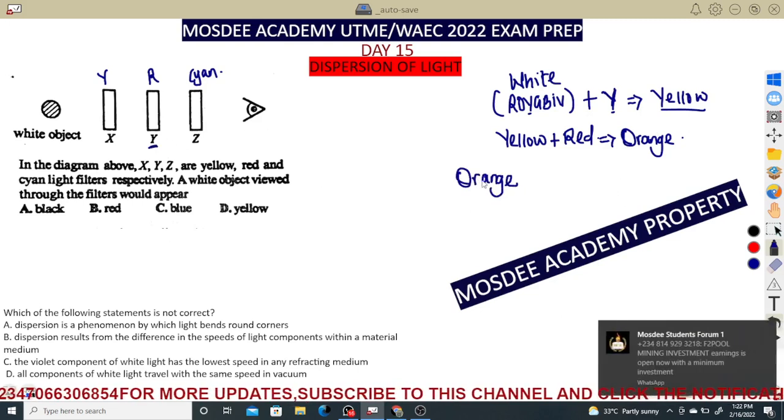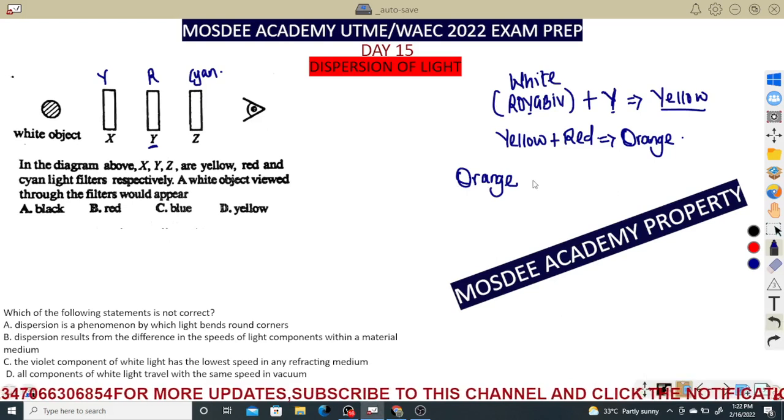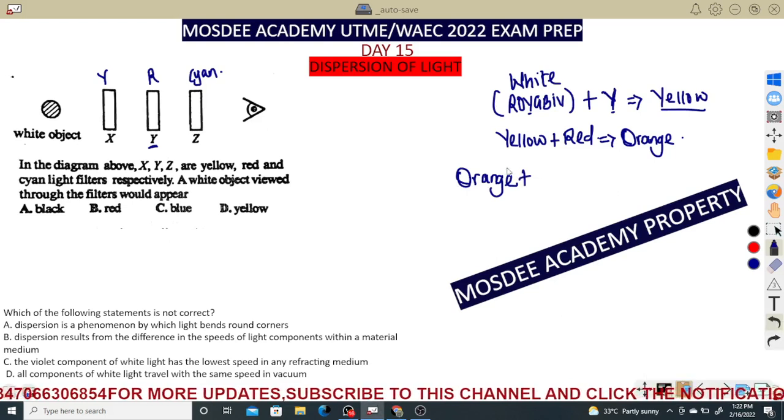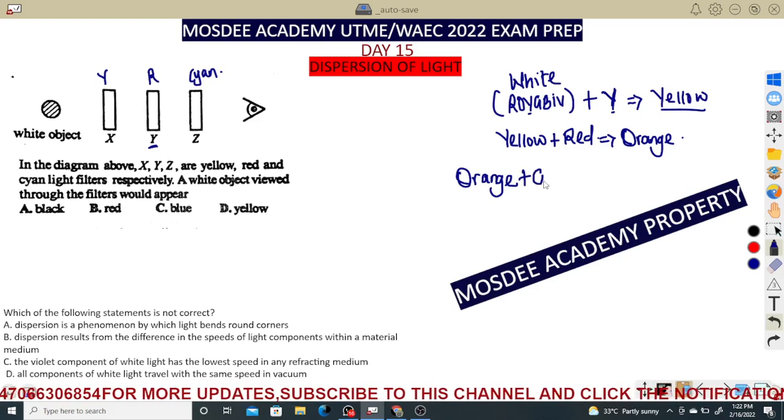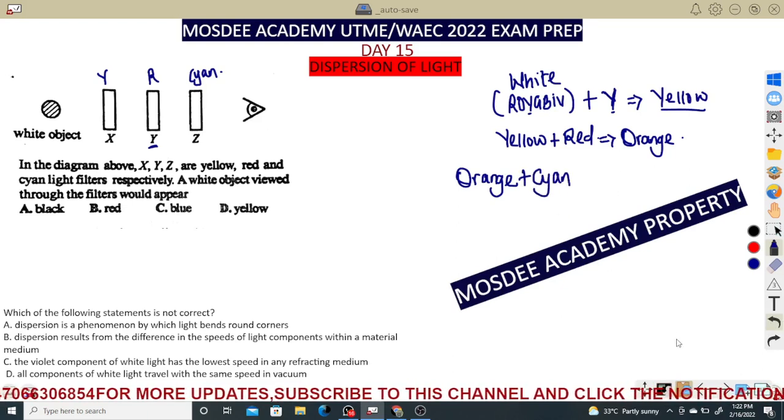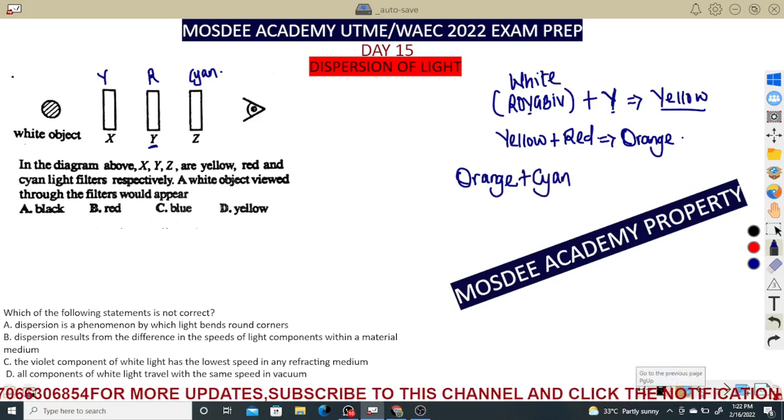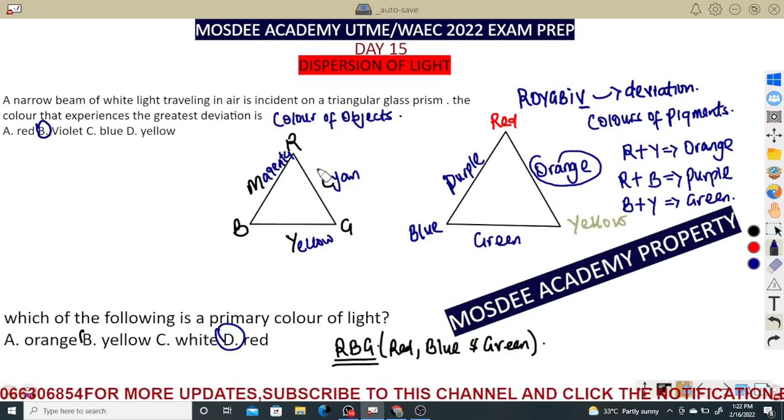It was now viewed through cyan. The third color here, they said it was cyan. Now that means we need to know what cyan stands for. We go back to this for understanding's sake. Look at cyan.